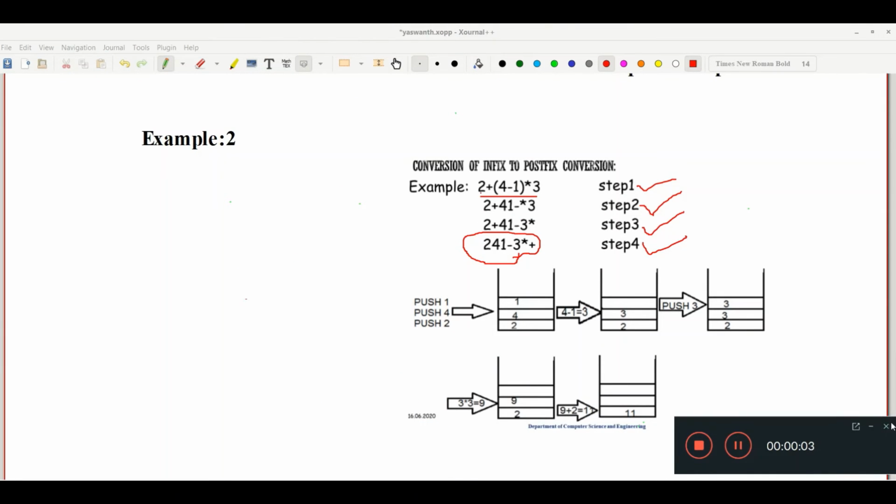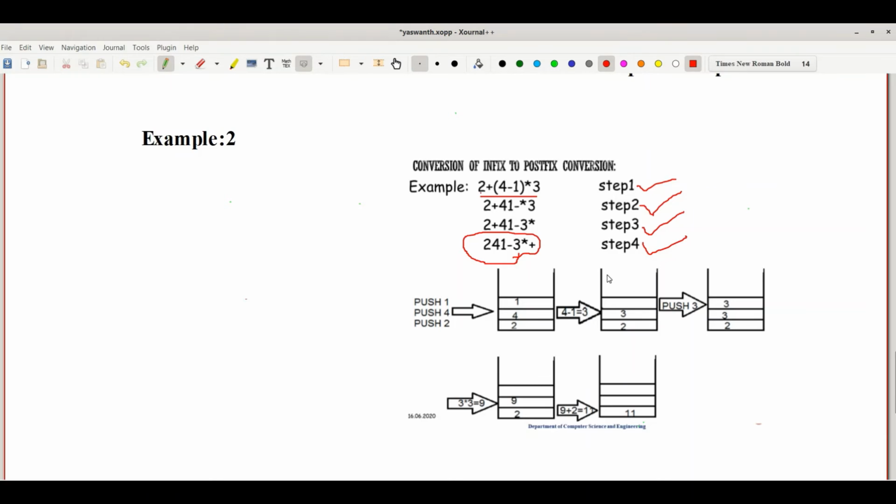Okay guys, now we will see the second example. What is the second example? When they ask about an expression in numericals and ask to find the value of it, first see the example 2 plus 4 minus 1 into 3, which is an infix expression, as you know. Why? Because operators will be in the middle of the operands.